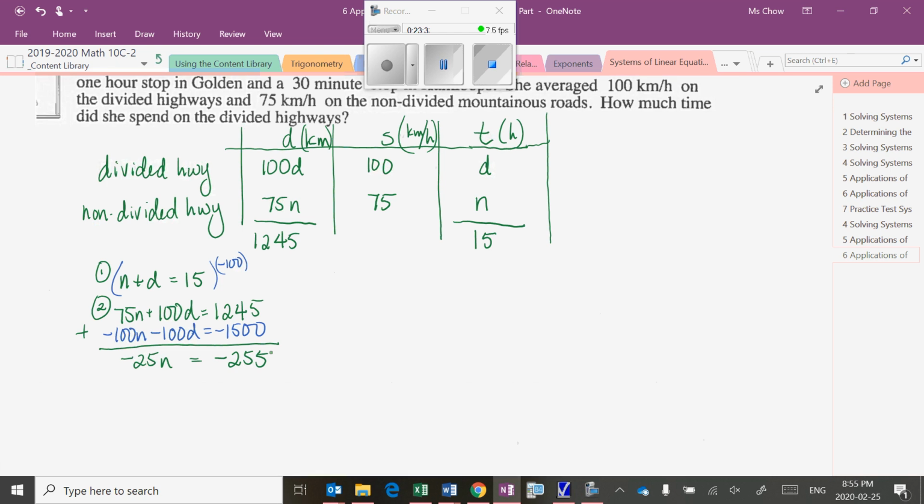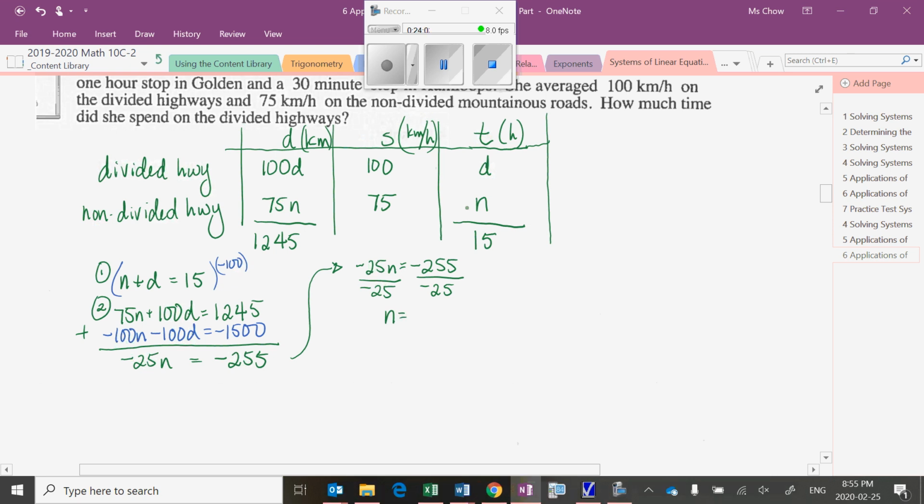And so then we can go ahead and divide. Okay, and so if negative 25N is equal to negative 255, then dividing both sides by negative 25, then N is equal to 10 1/5, I think. 255 divided by 25. So, yep, 10.2. Okay, or 10 1/5. Either way you look at it. So, 10 hours, 1/5 of an hour is 12 minutes.